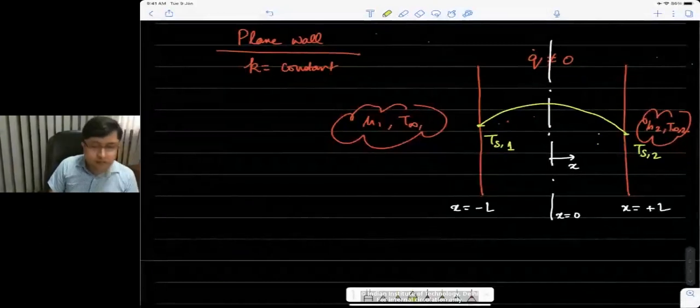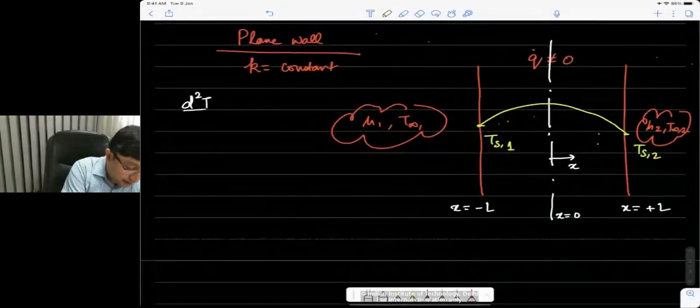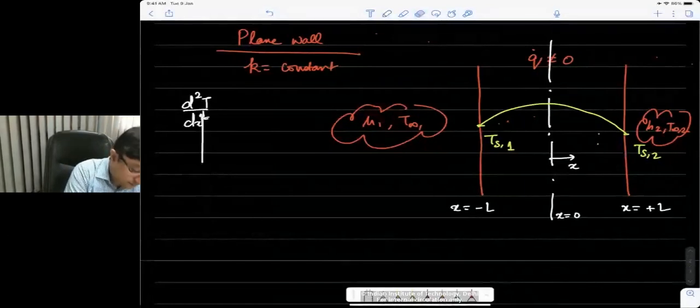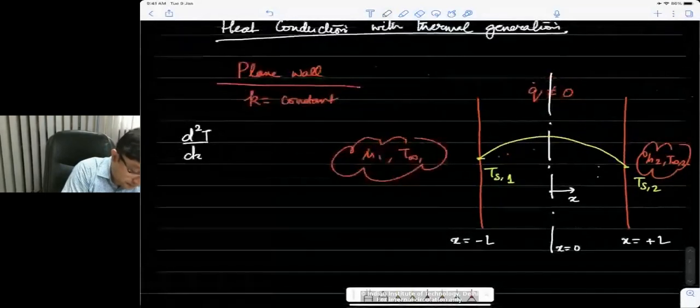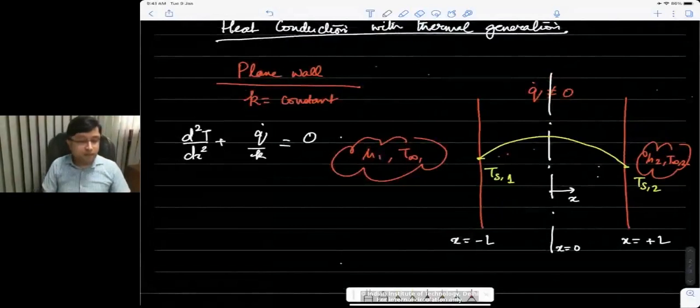Now there are two ways of solving this problem, and I'll quickly look at both. One way is the traditional way, which is using the heat diffusion equation. So I say that k is constant, we can write that d squared T by dx squared plus q dot by k is 0. So that would basically be the heat diffusion equation in this case.